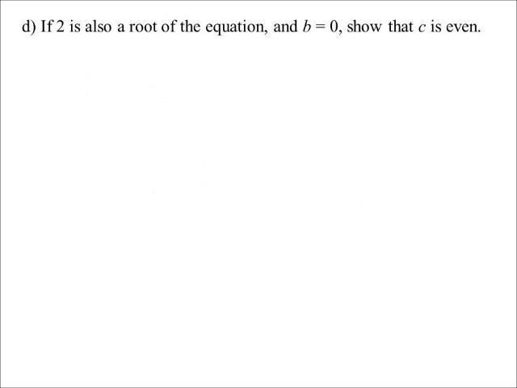If 2 is also a root of the equation and b is equal to 0, show that c is even. Okay, so what do we know? We know ki is a root. We know minus ki is a root. We now know 2 is a root. So there is a fourth root that we don't know. I'm just going to call it alpha. I don't know what that root is yet.